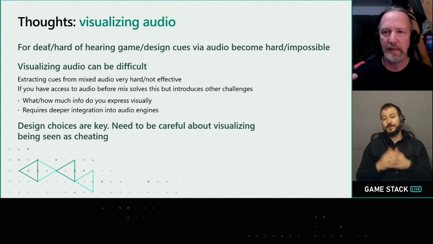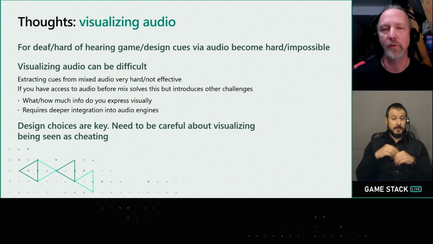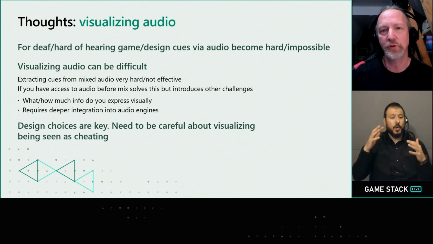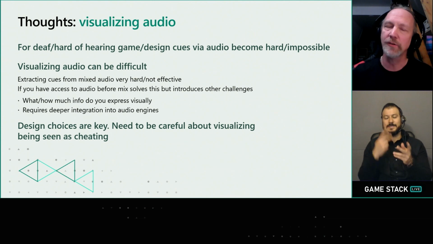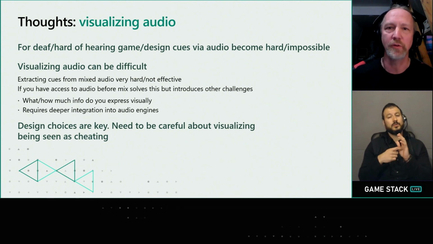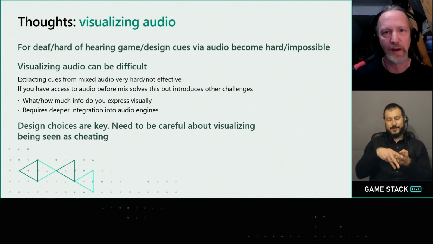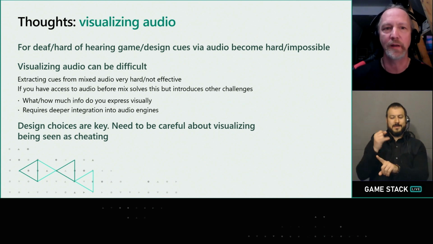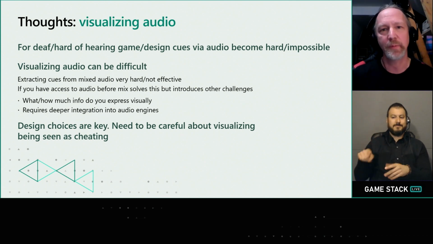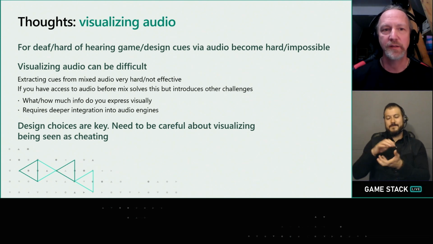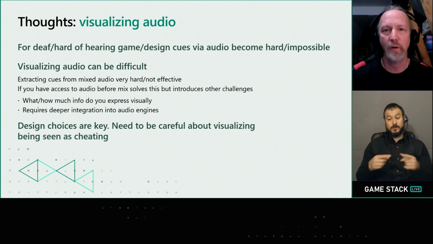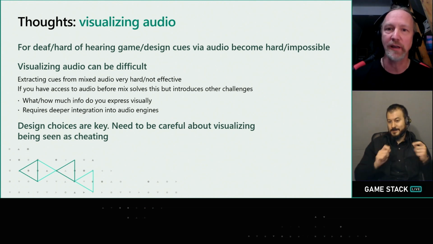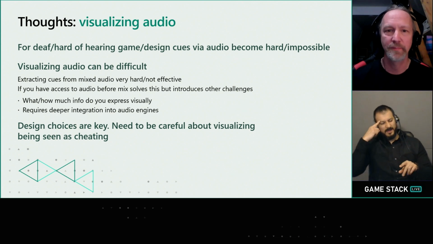So in a game, there's tons of audio that's going on. So how do you choose what to express visually? And it also requires deeper integration into the audio engine because you have to grab that information before the final mix. The other thing to keep in mind with this is that design choices are key, and we have to be very careful about what we visualize and make it so that it's not being seen as cheating for some gamers.